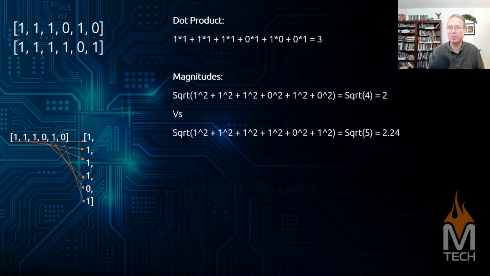So square everything, add them up, take the square root. That's the magnitude. So finally, you take the dot product, you divide by the product of the two magnitudes, and you get 0.6696, basically 0.67, or 67% similarity.